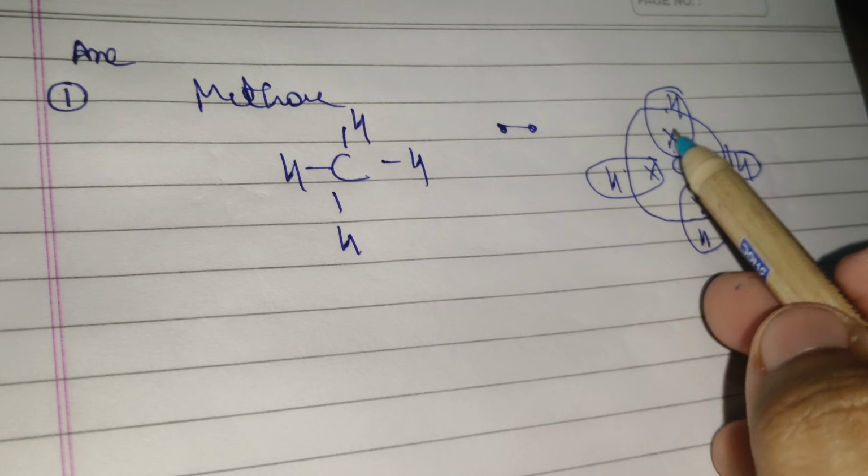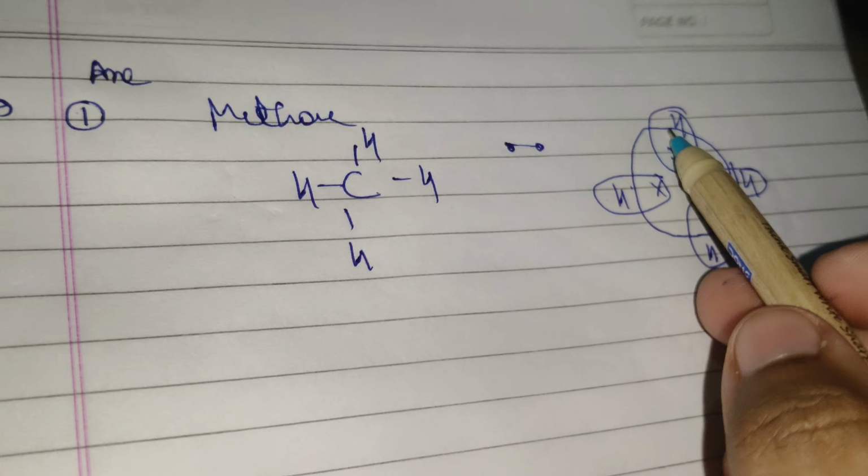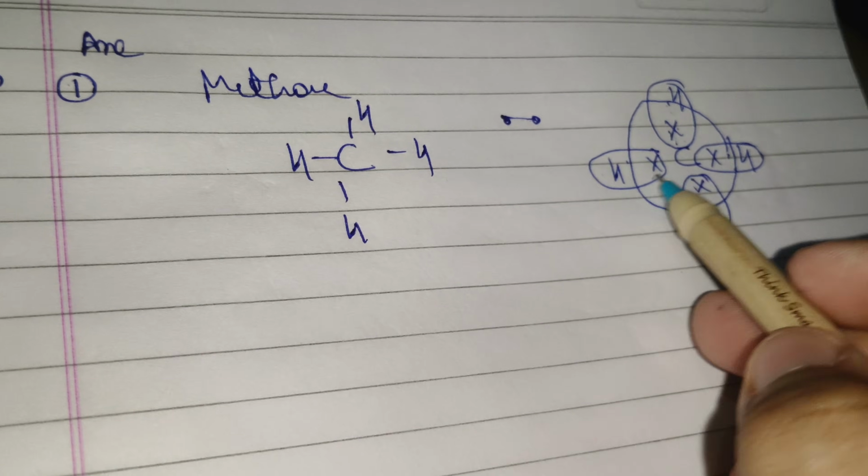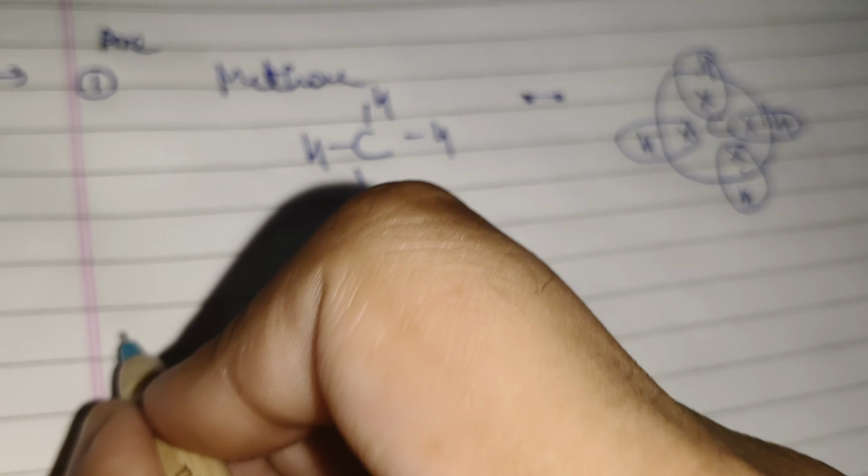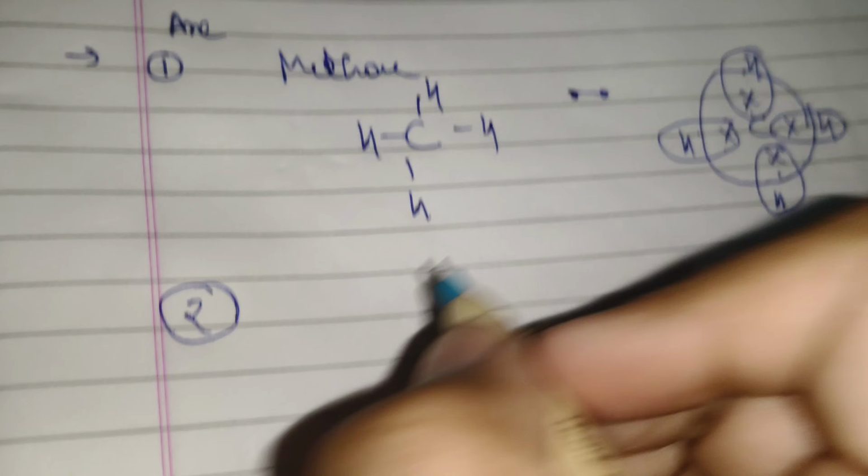Here we can say the single orbital contains an electron of carbon and an electron of hydrogen, and carbon has 1, 2, 3, 4, 5, 6, 7, 8. It's 4 electrons from carbon and 4 from the rest, the 4 hydrogens. Now we take ethane.